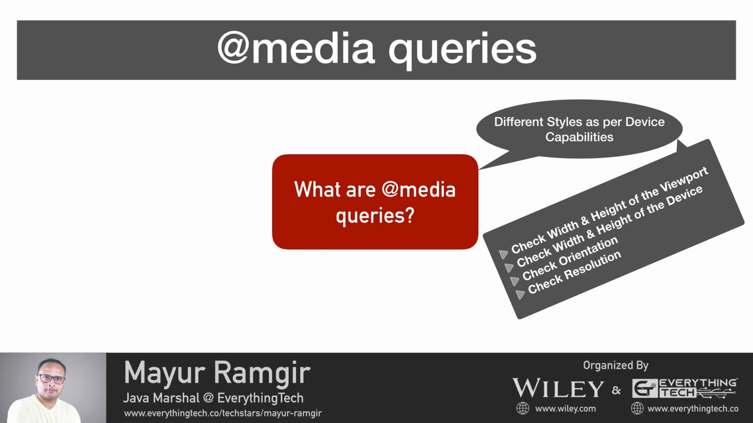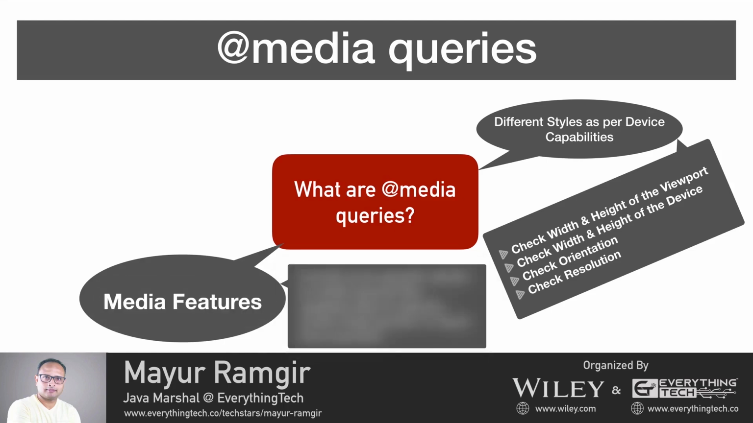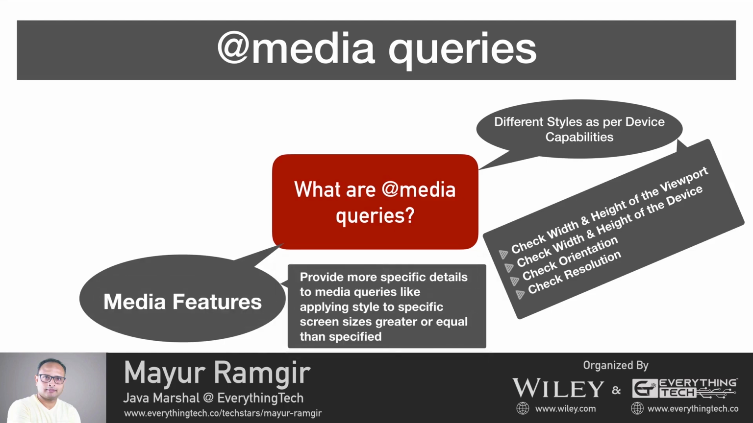Check for orientation and resolution. Media features define specific characteristics such as width, height, aspect ratio, etc. These can be used by media queries to apply specific styles.